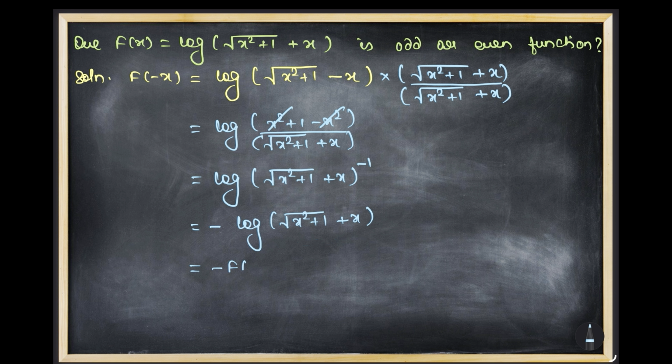So can I write f of x? So we got f of minus x is equal to minus of f of x. So this means what? This means the given function is an odd function. I hope the idea is clear and you guys can handle similar situations.